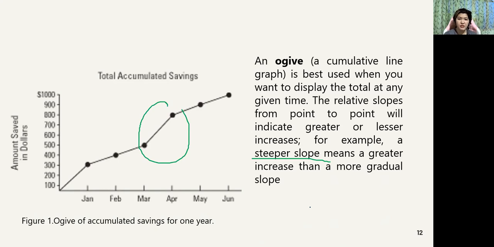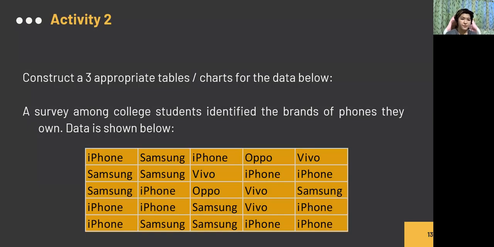Okay? Now, we will have our activity 2. For activity 2, you need to construct 3 appropriate tables or charts for the data below. Okay? So, a survey among college students identifies the brands of phones they own. The data is shown below. So, here you will count how many bought Samsung, how many bought iPhone, how many bought Vivo, how many bought Oppo. Okay? So, again, pause this video, make your own. It can be typewritten, it can be handwritten. Okay? Make use of technology.